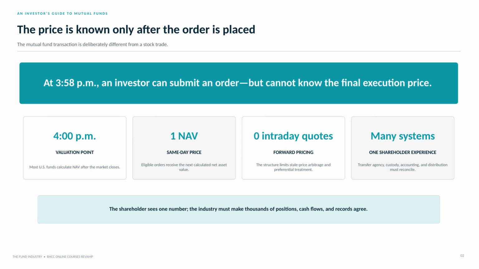A mutual fund's NAV is basically a group project with a hard deadline, except the group includes markets, accountants, custodians, and several computers that are all completely certain they are right.